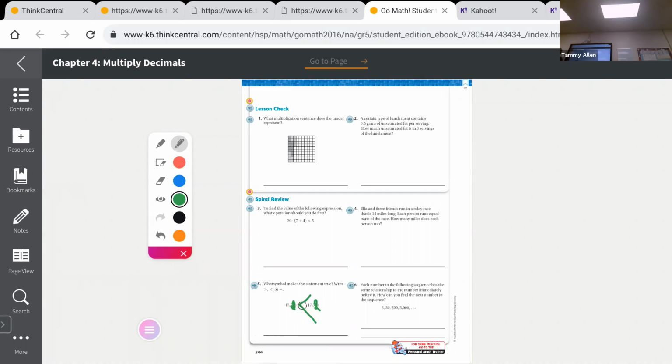Number 6. How do we find the next number in the sequence? We just keep adding a 0 to the end. What's another way we could say it? Multiply by 10. Multiply by 10 each time. Yes, I prefer that other than we just keep adding a 0. Okay? We're multiplying by 10 each time.